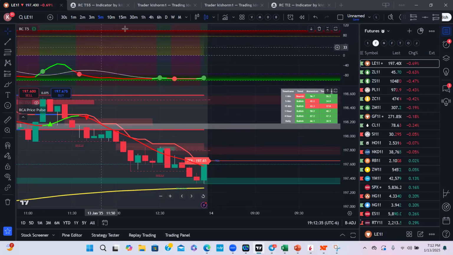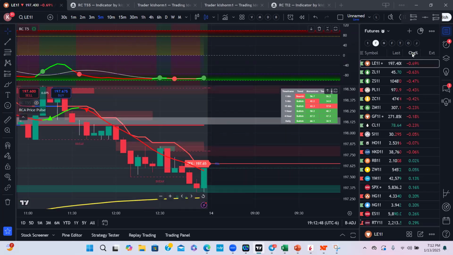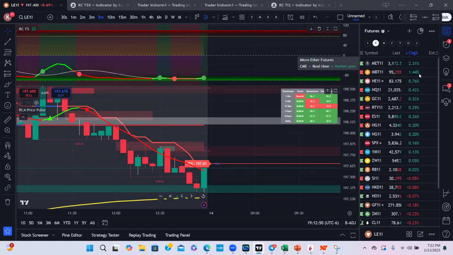Whereas 5 minutes is mainly for your prop firms because you have to close the trades on the same day, right? Whatever we take after 5 p.m., we have to close by 4 p.m. tomorrow. So that's why we generally use the 5 minutes time frame for our prop firm trading. Right? Is this clear until here?